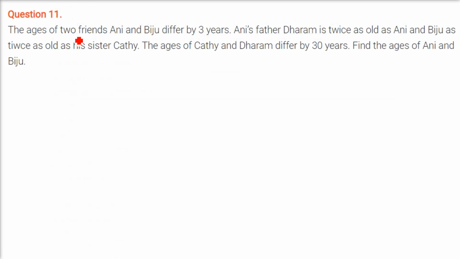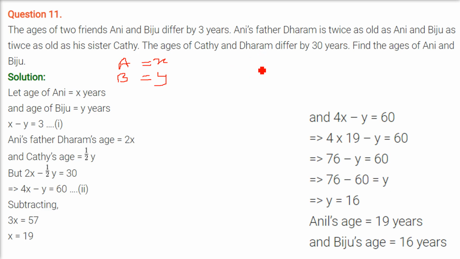The ages of two friends Annie and Biju differ by 3 years. So let us say that if Annie's age is x, Biju's age will be y. They differ by 3. So x minus y equal to 3 is our first equation.